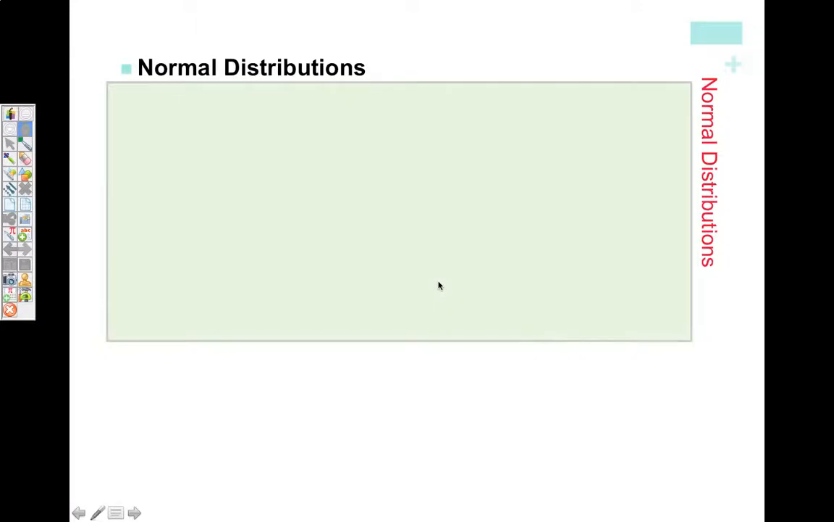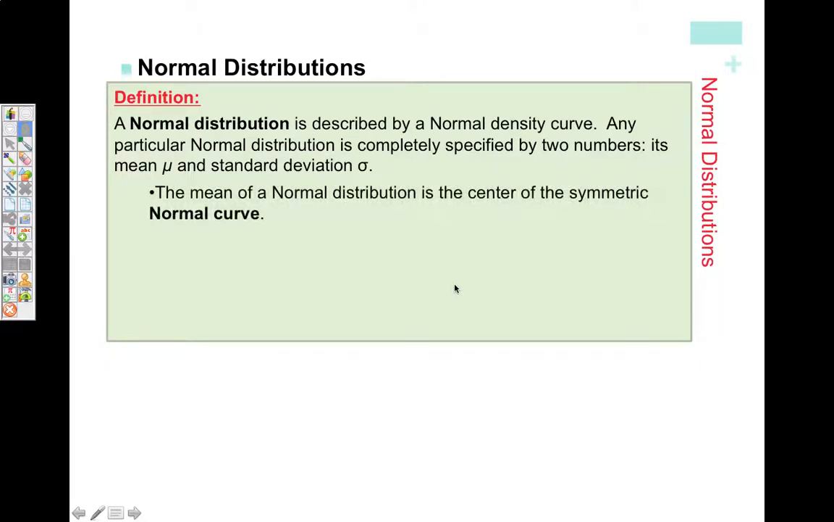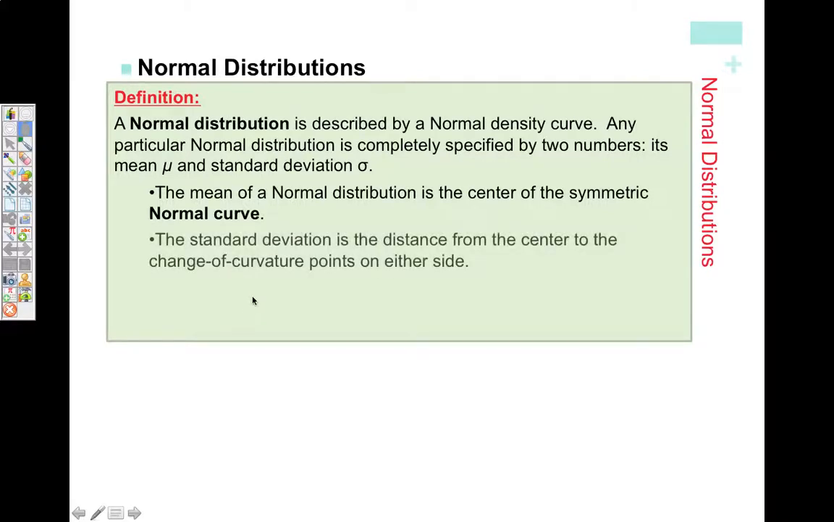So, going a little further, here's our official definition for normal distributions. Better write it down. The mean of a normal distribution is the center of the symmetric normal curve. Oh, that's interesting. So if we have one of these normal bell curves, the mean is going to be the center. Very cool, very useful. The standard deviation is the distance from the center to the change of curvature points on either side.